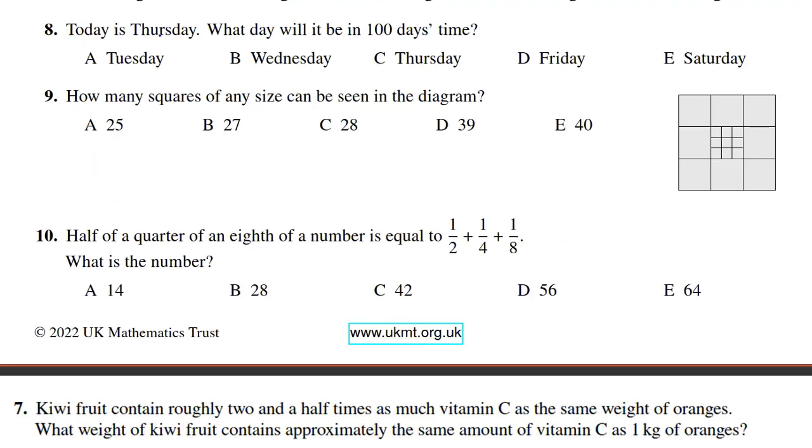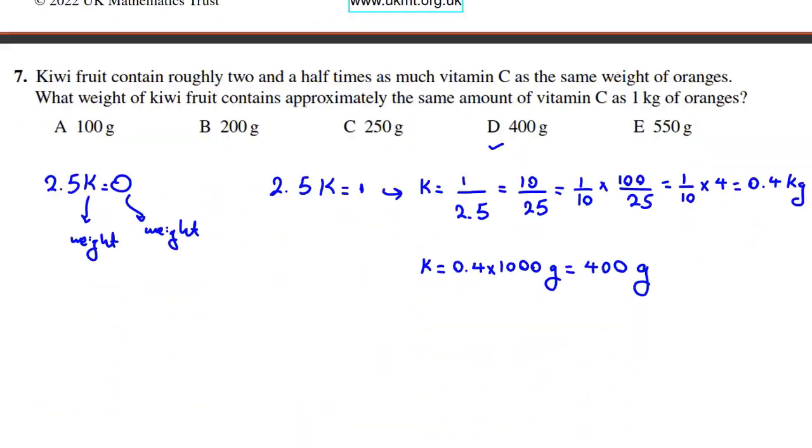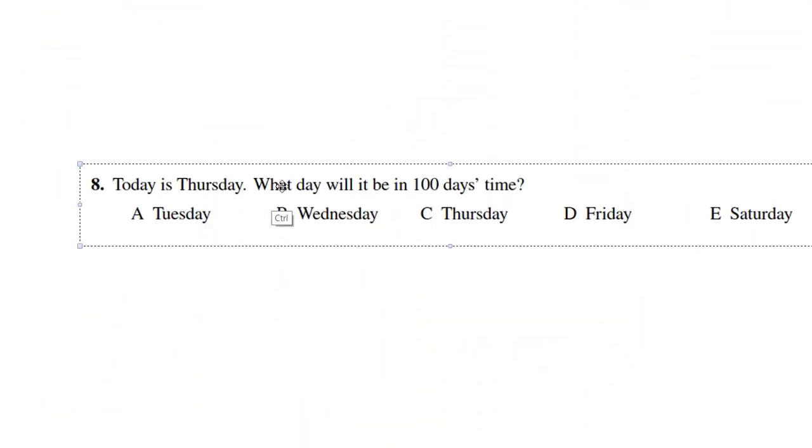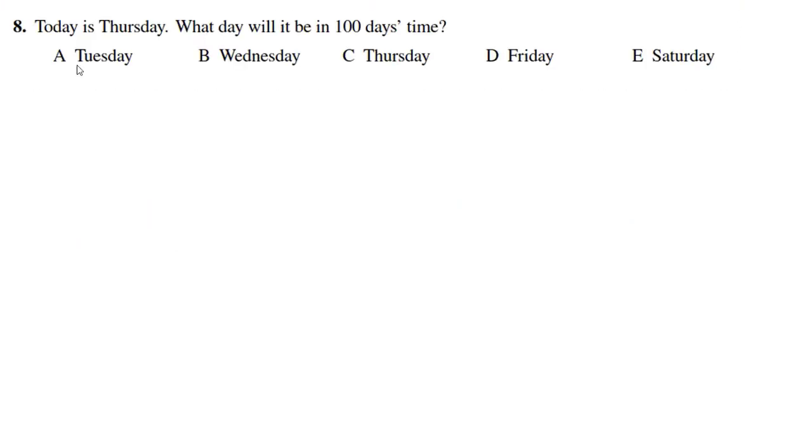Okay, let's solve problem number 8. Today is Thursday. What day will it be in 100 days time? So, when you consider today is Thursday, in 100 days we want to consider. Day 0, zero days after today, it's Thursday. If you add 7, the 7th day is again Thursday. 14 is again Thursday. You can divide 100 by 7 and you will see.